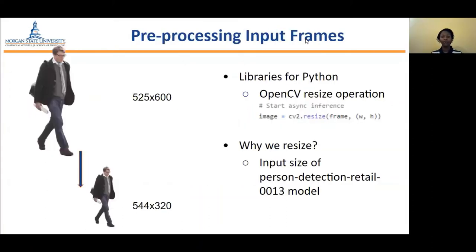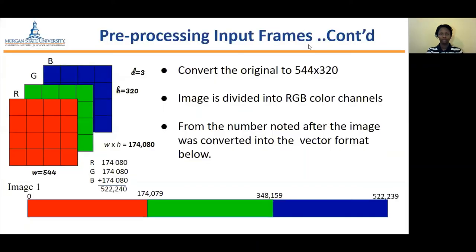Using Python, OpenCV resizes the image from 525 by 600 to 544 by 320. We are resizing it to match the input size requirement of our person detection model. The vector mentioned before is then divided into 3 different color channels, which are shown on the left, where the width and height are the resize values. The bar below is showing the length of each vector of the channels.